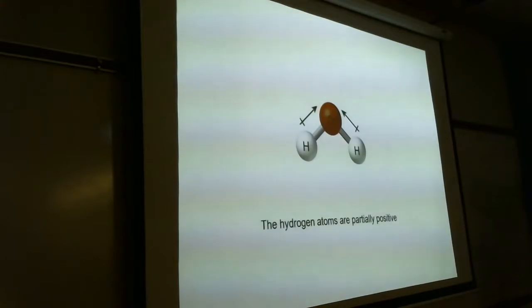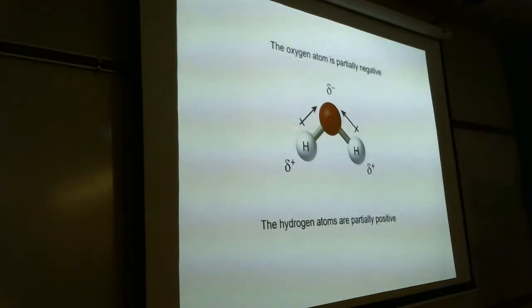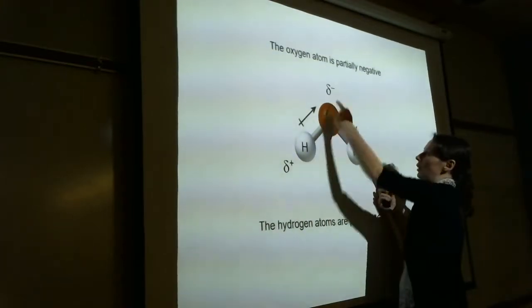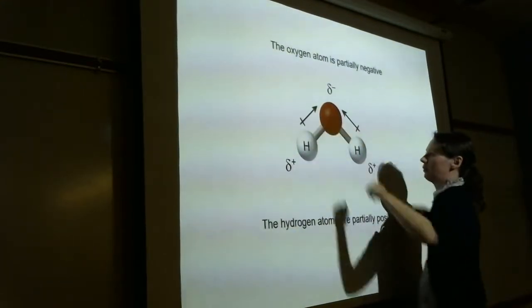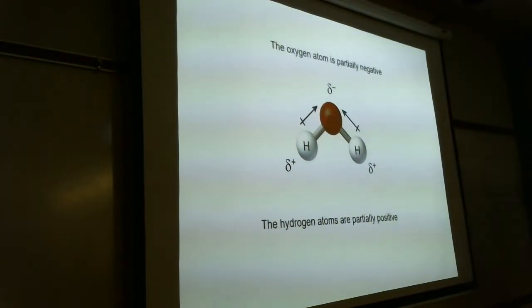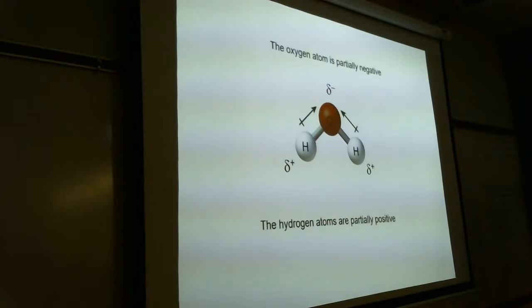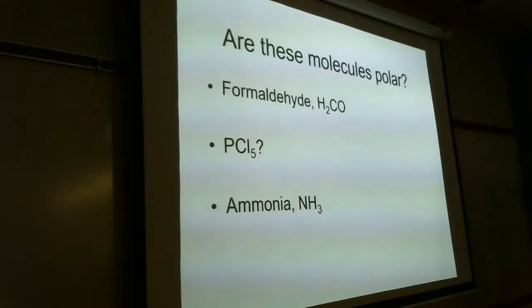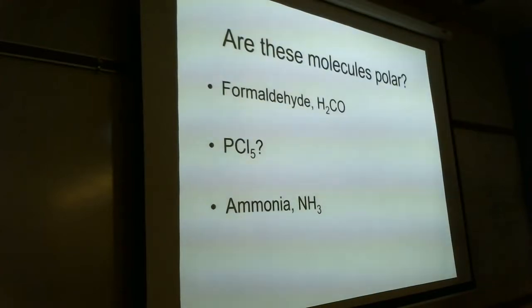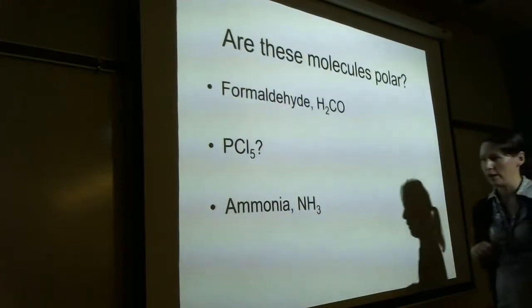So water is polar. You have a positive, negative arrow going this way and a positive, negative arrow pointing this way. Right? So in water, you've got 2 partial positives and 1 partial negative with 2 arrows pointing up. Right? So yes, water is a really polar molecule. Really, really polar. We're going to talk about this in great detail next week. Okay, take a second and try these. Formaldehyde, PCl5, and ammonia.